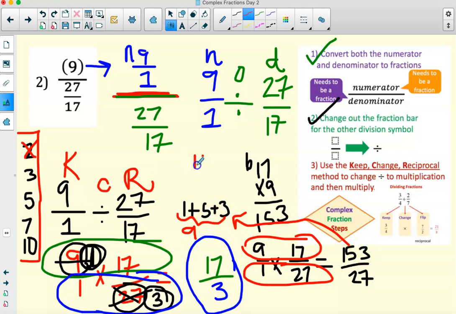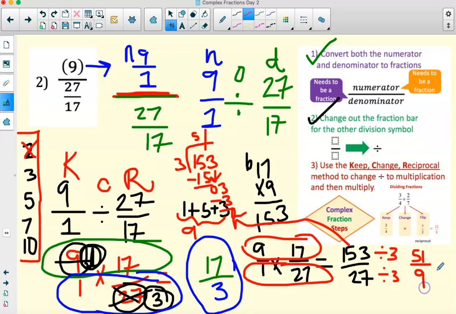So I need to come over here and take the time to divide 153 by 3. 3 goes into 15 5 times. 3 times 5 is 15. I can't ask the question again until I bring down a number. 3 goes into 3 one time. And I get 51 when I divide 153 by 3. So I get 51 over 27 divided by 3 is 9.